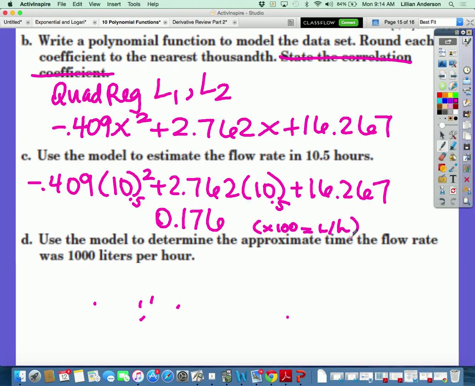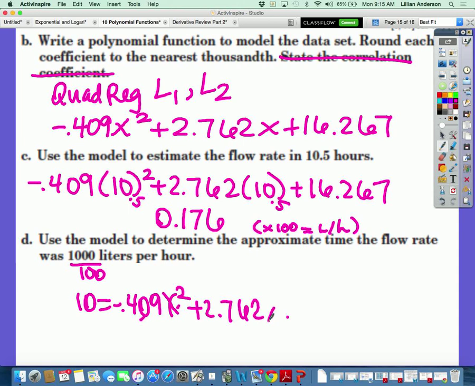Last question. Says use the model to determine the approximate time the flow rate was 1,000 liters per hour. Okay? You gotta be careful. Yes? We need to change this into the decimal form because remember, flow rate was in 100 liters per hour. So we have to convert this by basically dividing by 100, which is 10. So we're going to plug 10 in for what? Plug 10 in for y and set it equal to our equation.